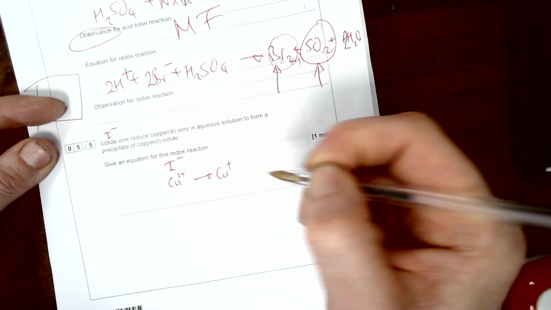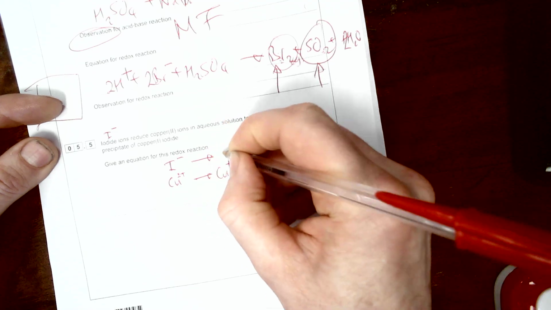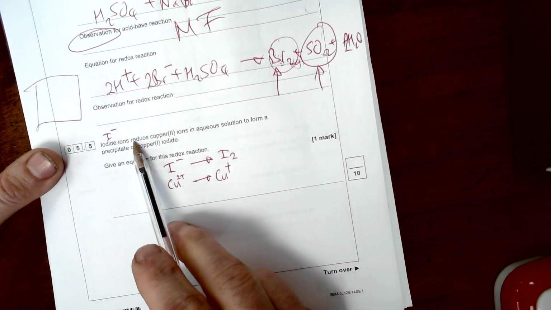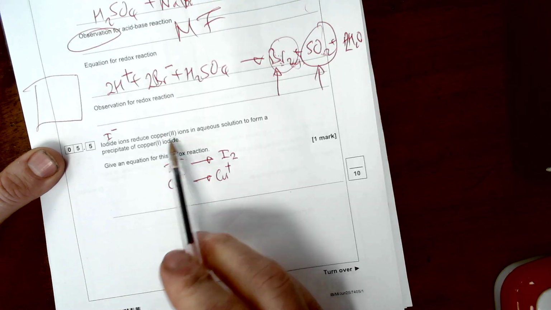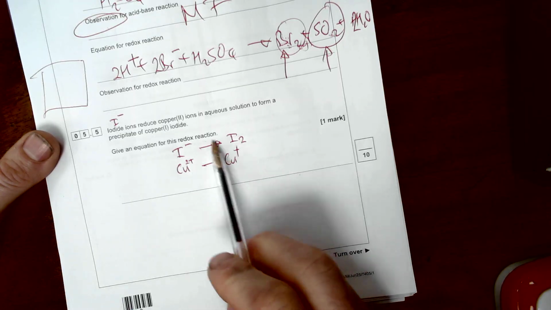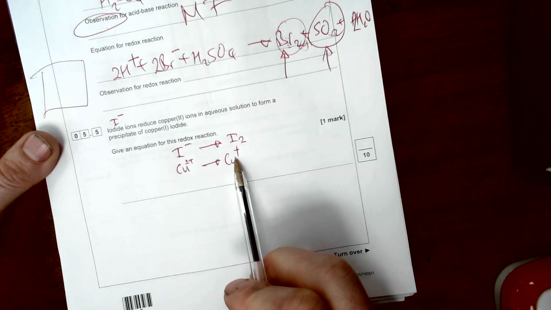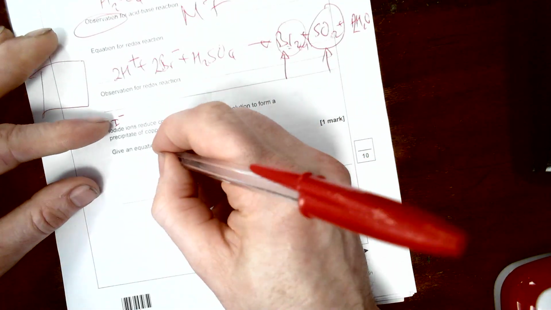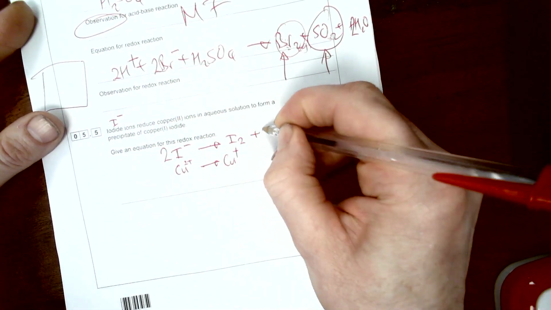They're going to go to copper 1. So the iodide must form iodine because it's going to reduce the copper 2 ions. So I could try and do this by, what's it called? Doing half equations. I'll give it a go. I don't know if it's the best way with this.